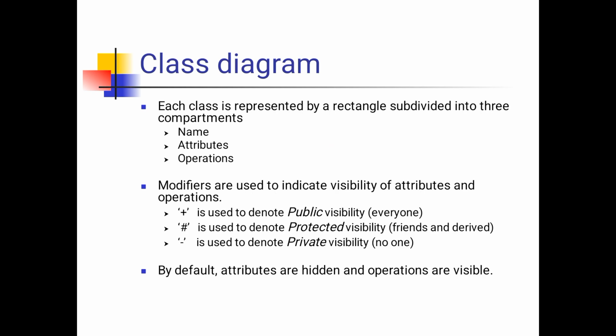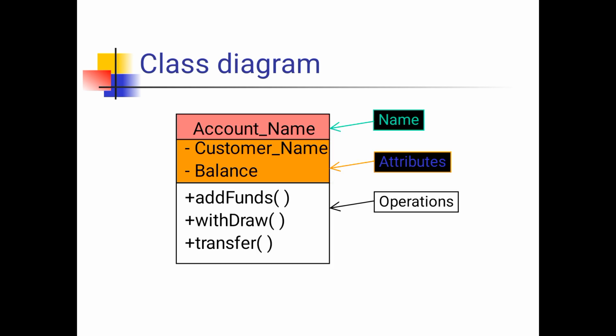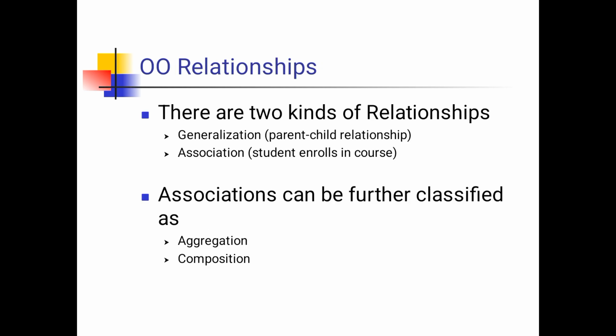Class diagrams name attributes and operations. Modifiers: the plus symbol denotes public visibility, the hash symbol denotes protected visibility, and the hyphen symbol denotes private visibility. By default, attributes are hidden and operations are visible. This is called a class diagram for creating an account in a bank.